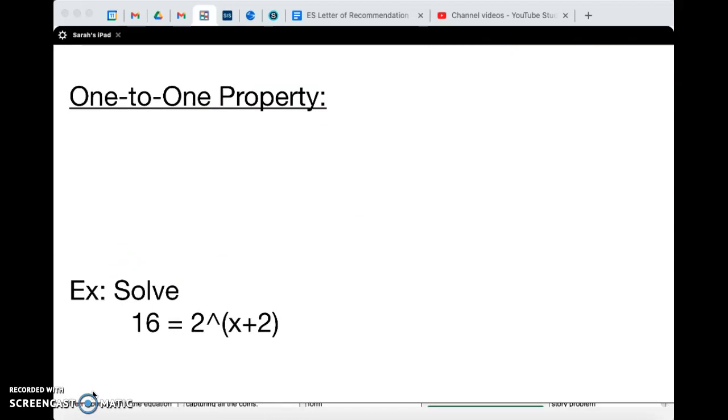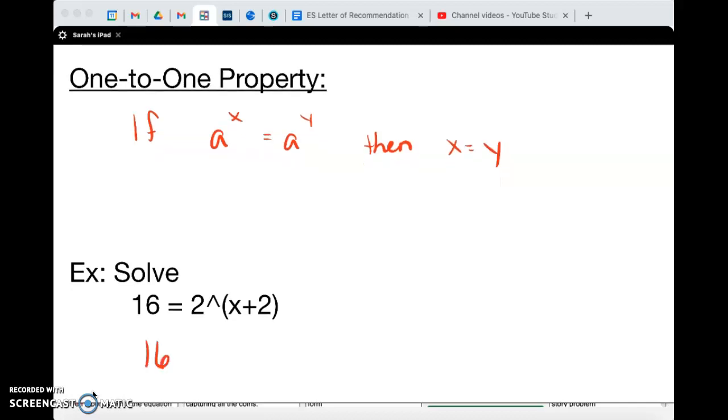This is the greatest property ever, just to let you know. It says if a to the x equals a to the y, then x equals y. So if you have an exponential equation you want to solve, you want to create the same base on both sides, so that you can just set the exponents equal to each other. Once you have the same base, you solve the exponential equation. That's the goal. We'll use the one-to-one property quite often.